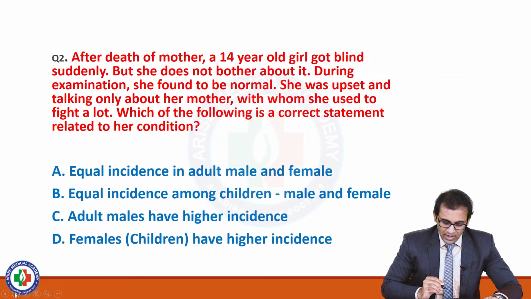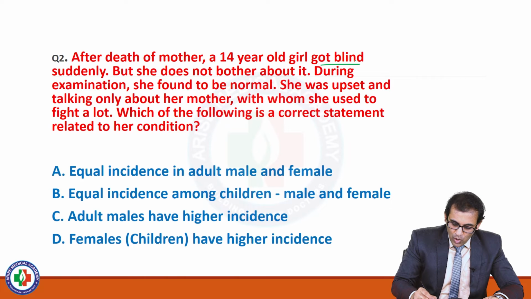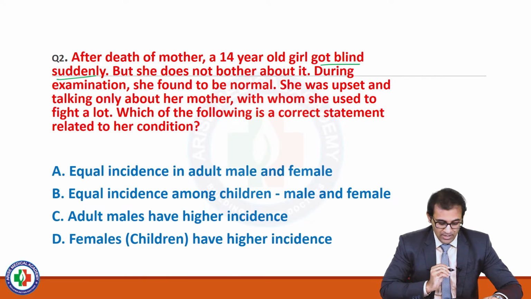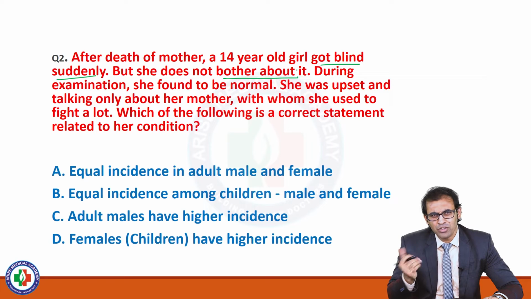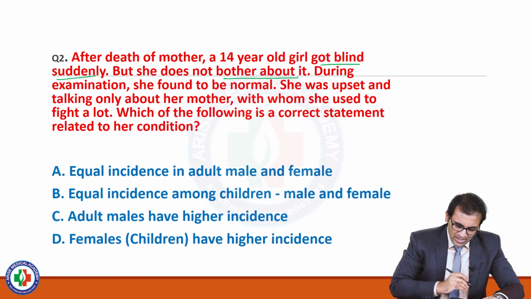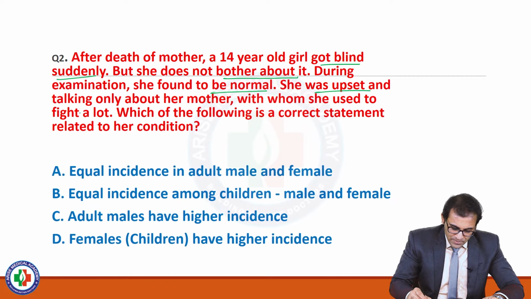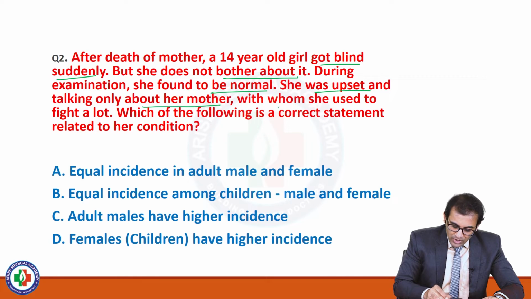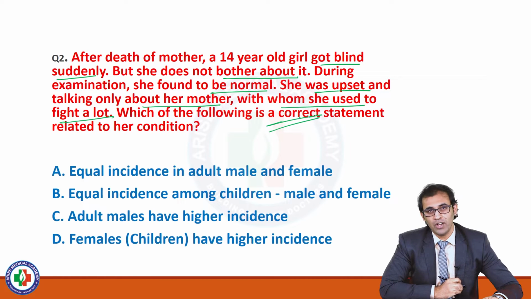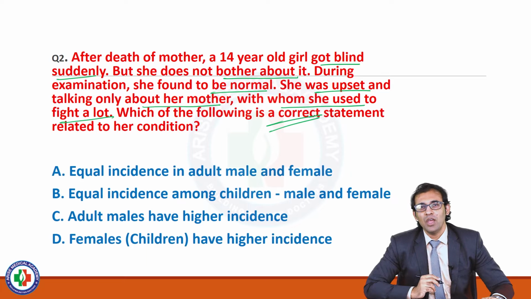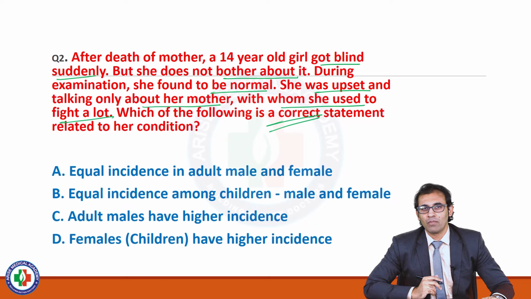After the death of her mother, a 14-year-old girl suddenly went blind, but she does not bother about it. She is unconcerned about her blindness. During examination, she was found to be normal. She was upset and talking only about her mother, with whom she used to fight a lot. Which of the following is a right statement related to her condition? First of all, you tell me, what is the diagnosis here?